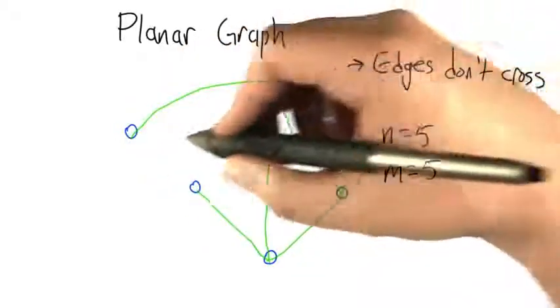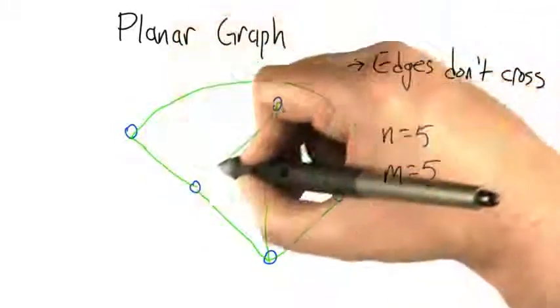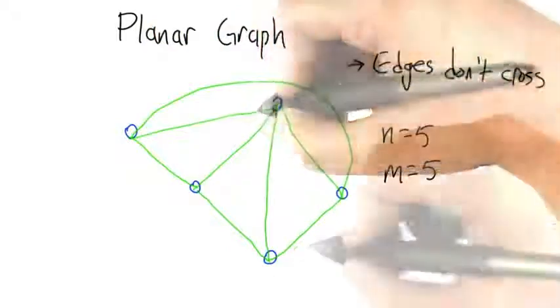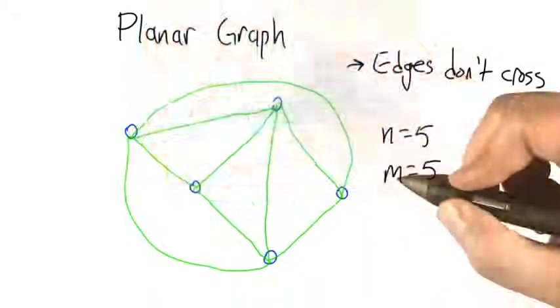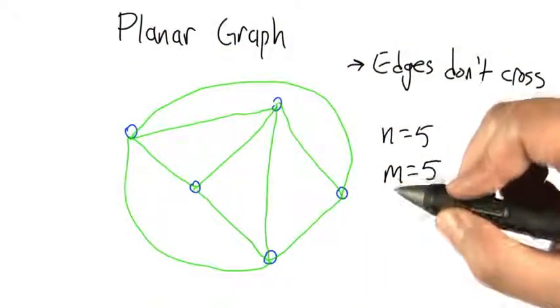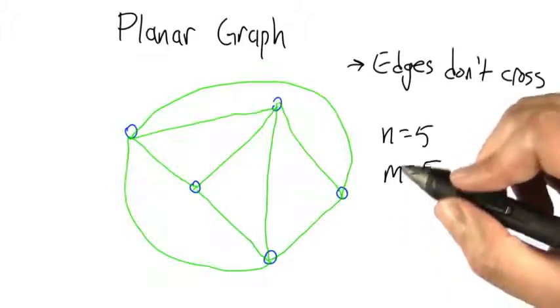Let's think about adding some edges here. We can add that edge. We can add this edge. We can add this edge. We can add this edge. And are there any more edges we can add while still being able to draw it in a plane? It doesn't look that way, right?